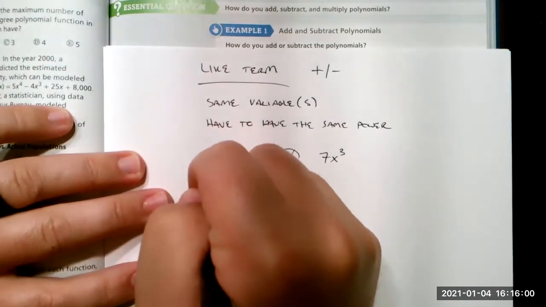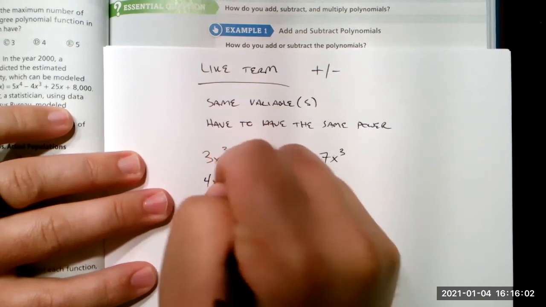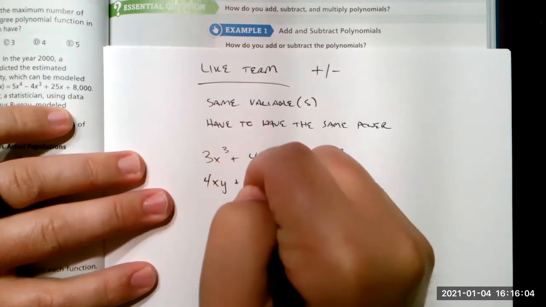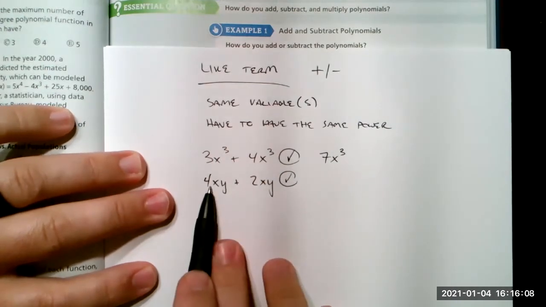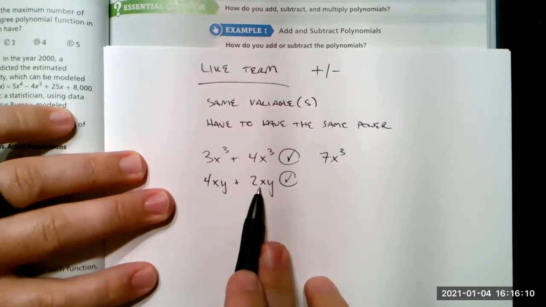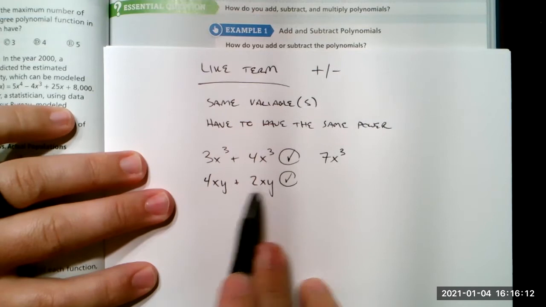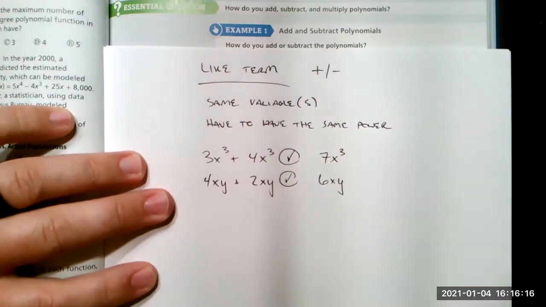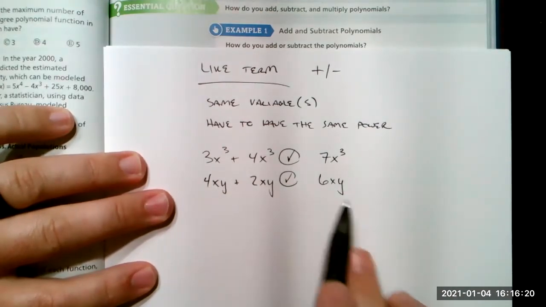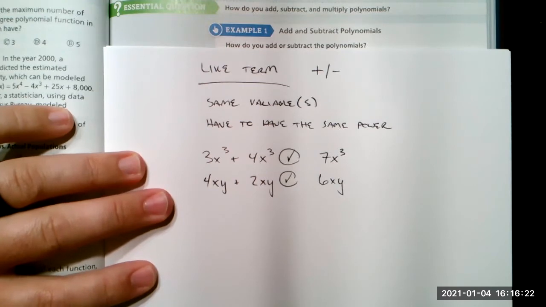Something like 4xy plus 2xy, right? Those are like terms. It's an x to the first and a y to the first. This is an x to the first and a y to the first. I can add those together. So when I do, I get 6xy. Again, if I add xy's to xy's, I still have xy's.